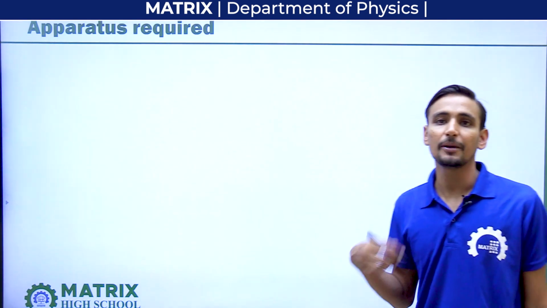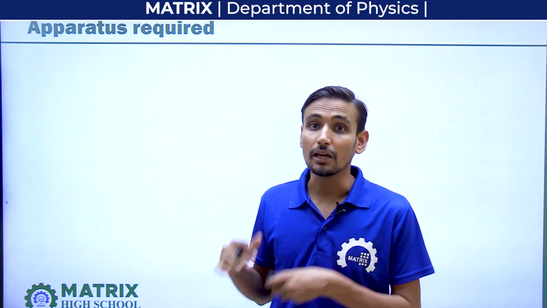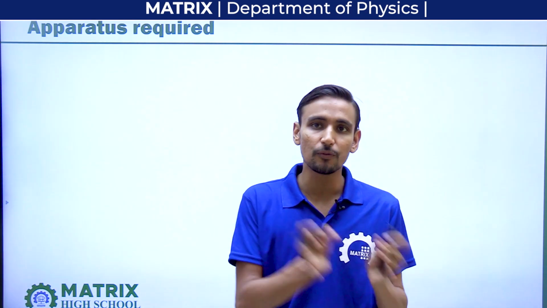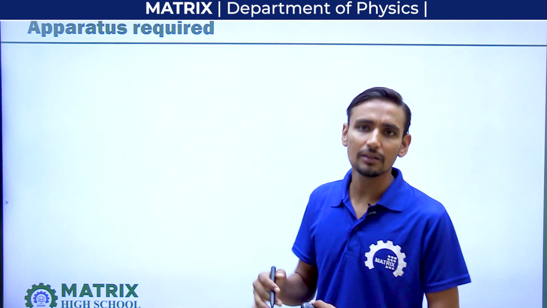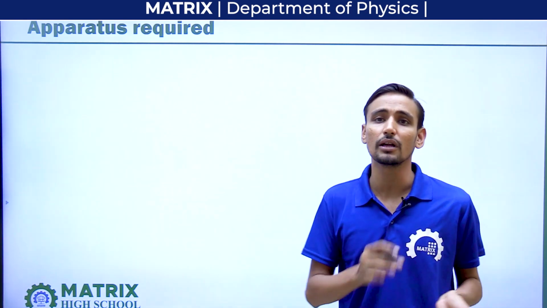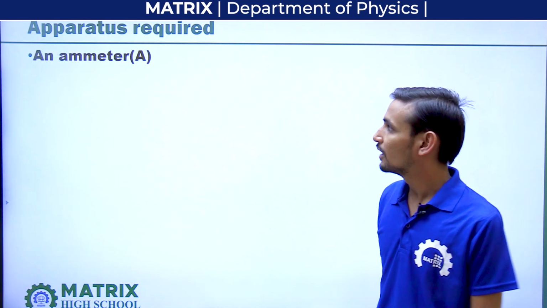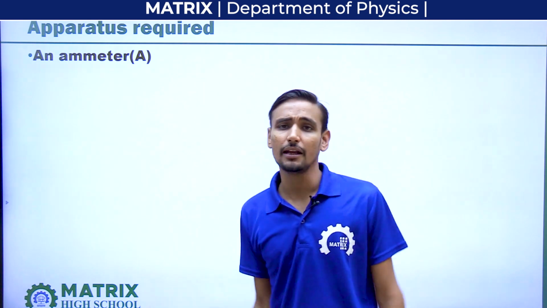Next will be the apparatus required for this experiment. We will study the apparatus required to perform this experiment one by one: what are the functions of these apparatus, what each apparatus is called, and what are their symbols. So the first part is an ammeter.